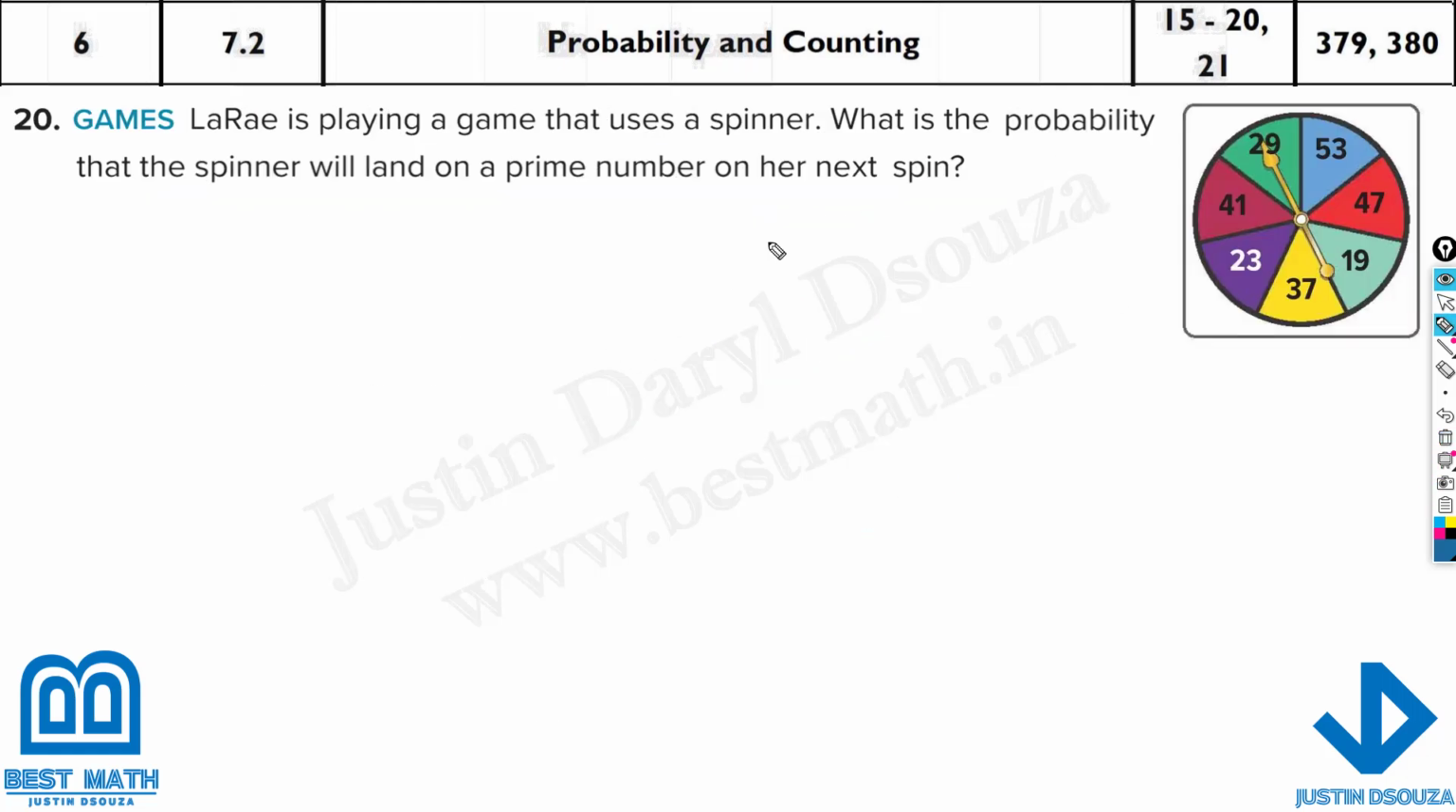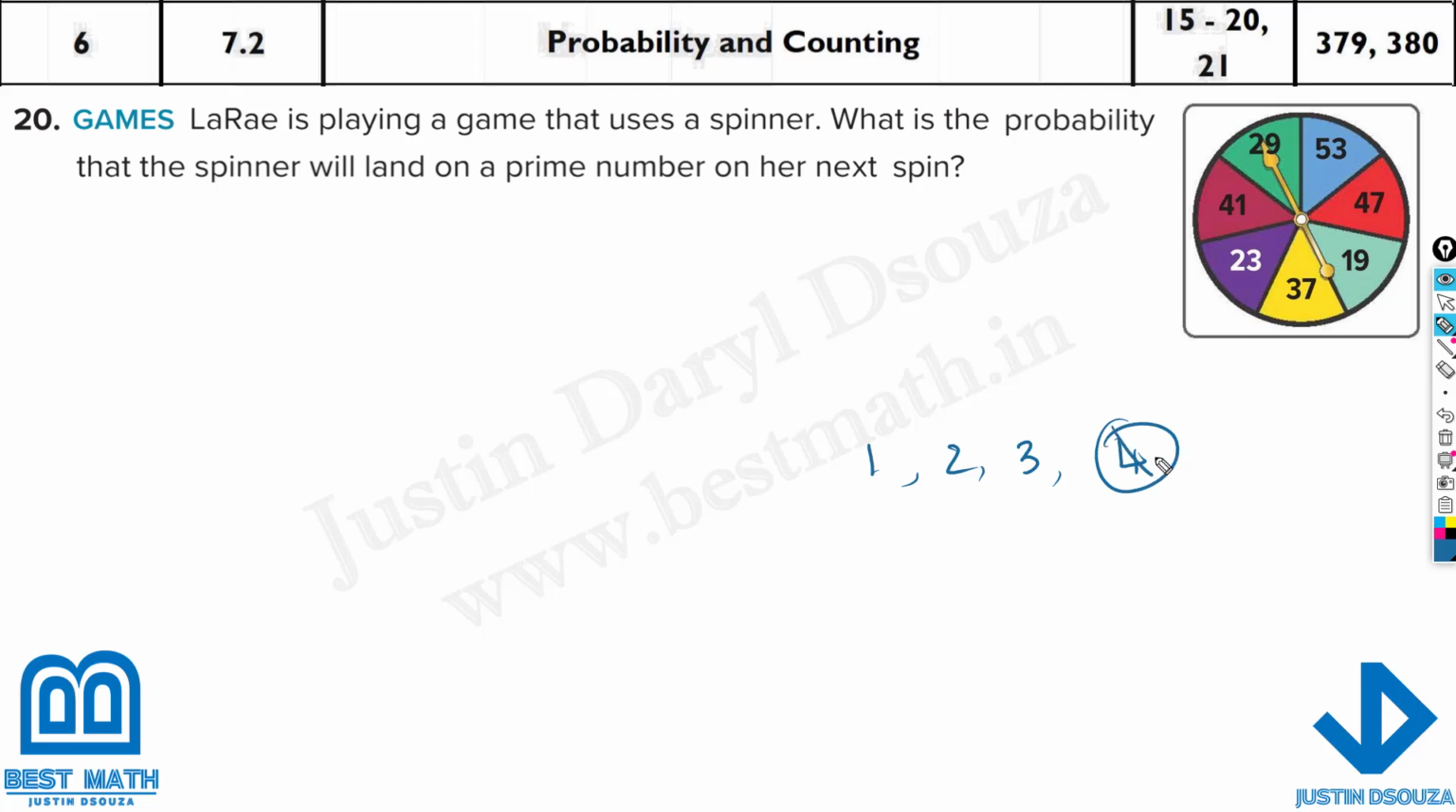The 20th one is about a spinner. Larry is playing a game that uses a spinner. What is the probability that the spinner will land on a prime number on the next spin? Now, prime numbers are numbers that can be divided only by themselves and 1, nothing else. 1 is a prime number, it's always there. 2, 3 is also a prime number.